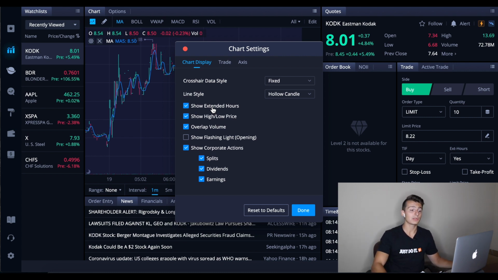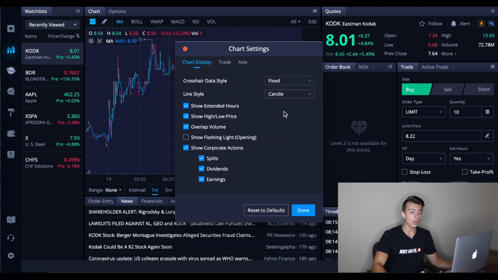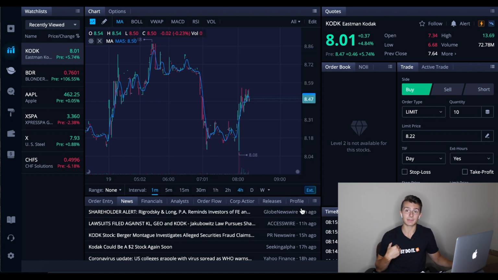Also, one other thing to note is you can change your candle settings. So you can look at just a line, you can look at an area, you can look at just a candle, you can look at a hollow candle, you can look at all these different things. I like to use Heikin-Ashis and I also like to use hollow candles. That's just my style. That's how I like to set my things up. But again, that's customizable to you. Really quick up here, we're going to see the stock.